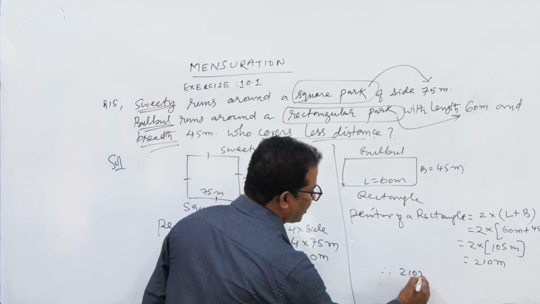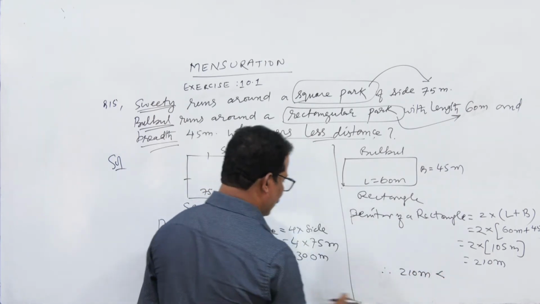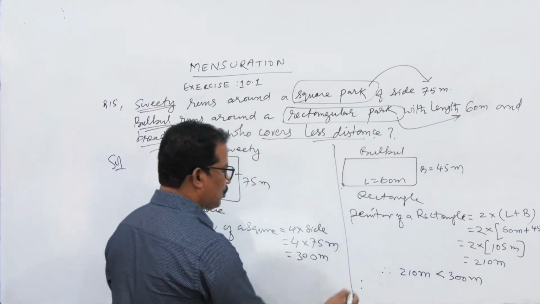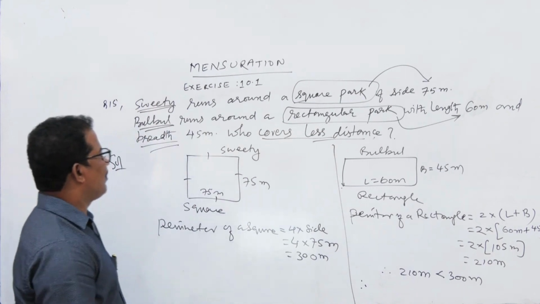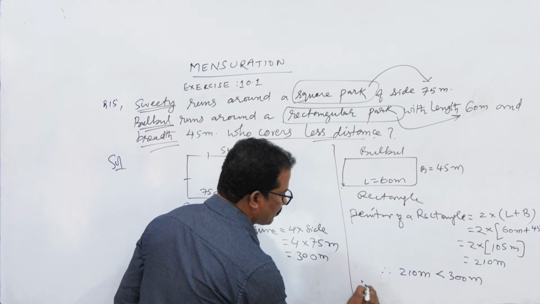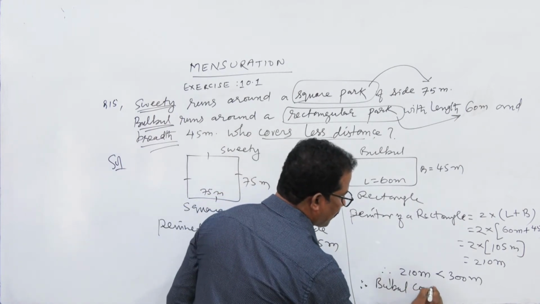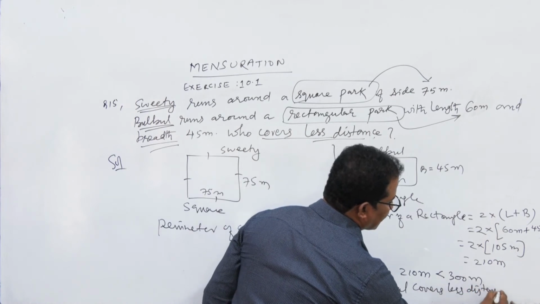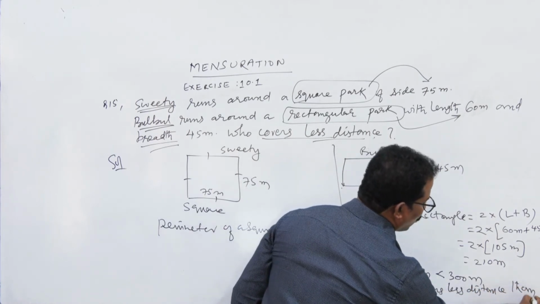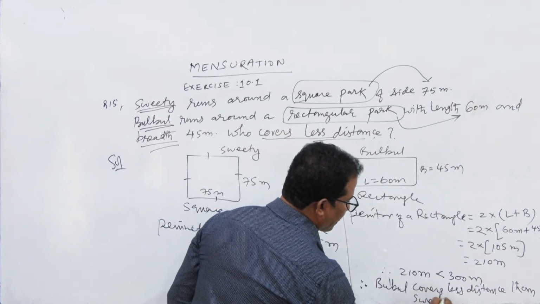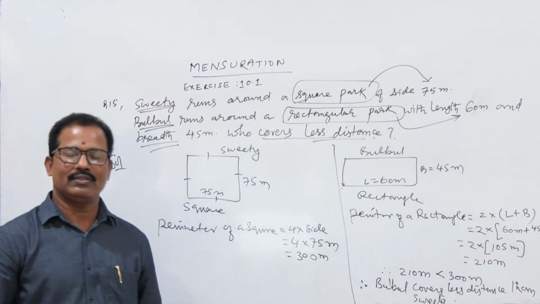Here 210 meter is less than which? 300 meter. By seeing this, we came to a conclusion that who covers less distance? Bulbul covers less distance. Therefore, Bulbul covers less distance than whom? Than Sweetie. Understand all of you? Good.